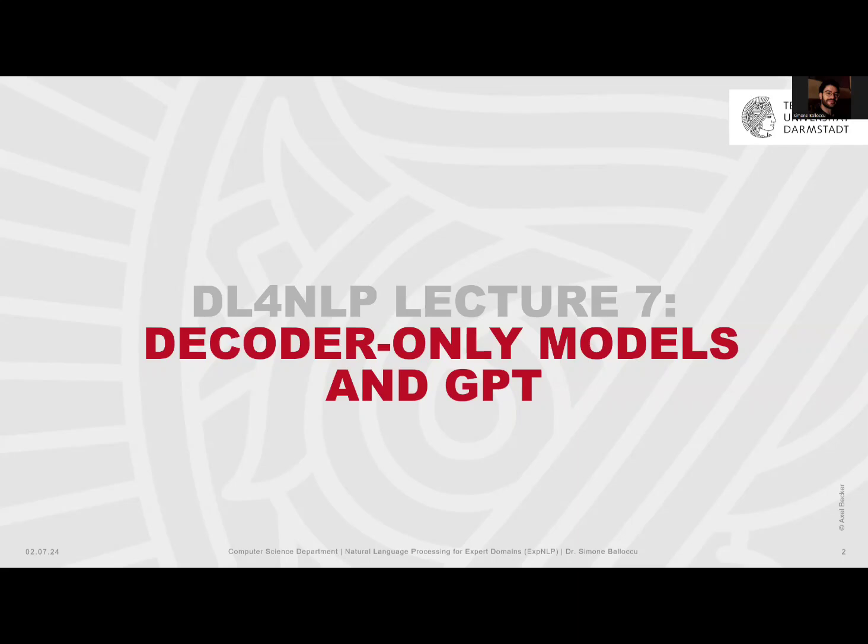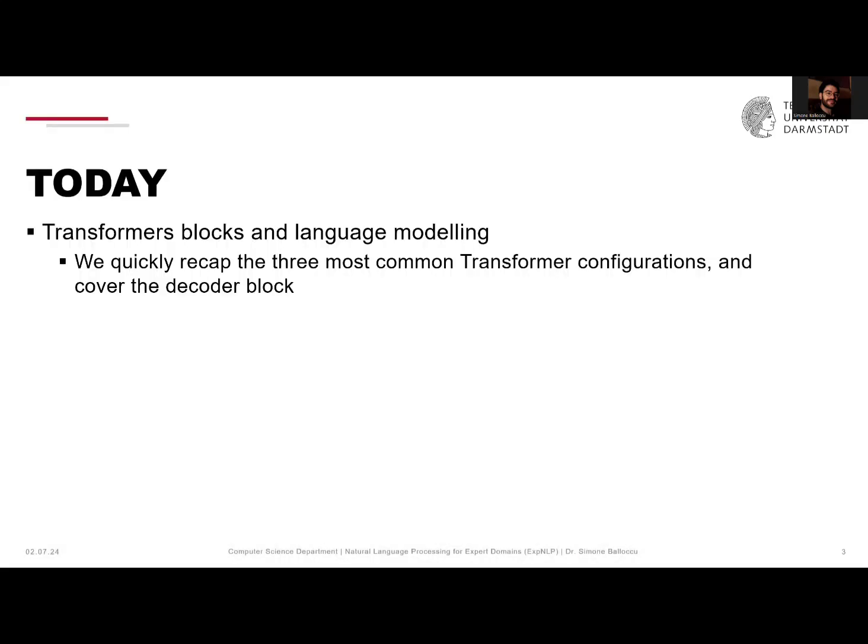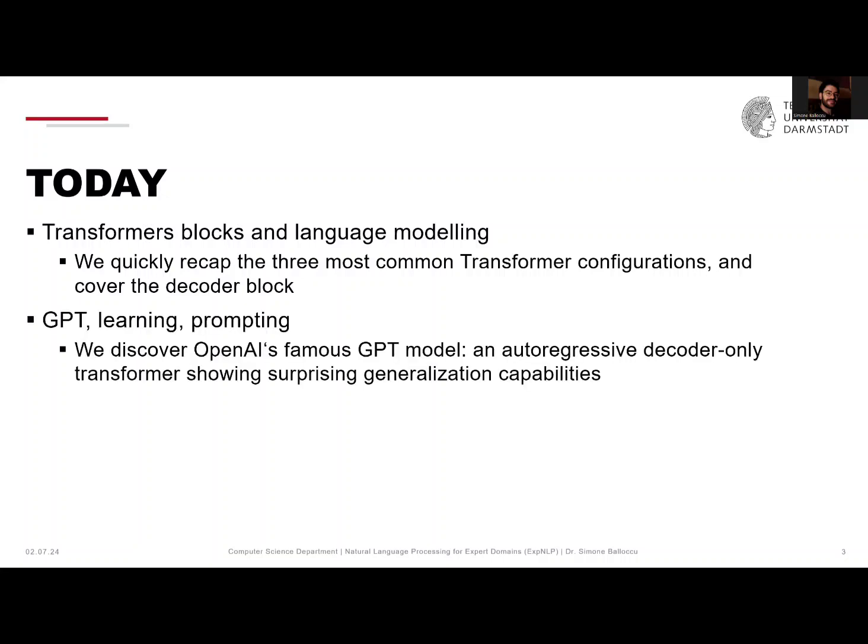So welcome to lecture 7 of Deep Learning for NLP. Today we see the decoder-only models and the GPT model. So what we do today is, first of all, we quickly recap the three most common transformer architectures, and we also cover how the decoder block works, because last time we did not. Then we see OpenAI's famous GPT model, which is an autoregressive decoder-only transformer, which showed surprising generalization capabilities.